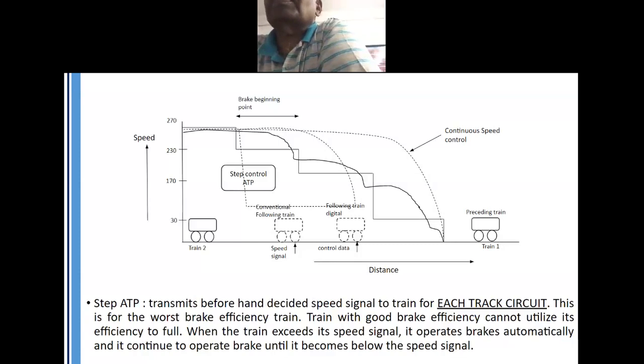But if he applies the brake, how does the system know that the driver is applying the brake? So I don't have to do anything. It is done by just putting a mercury switch which senses the deceleration.